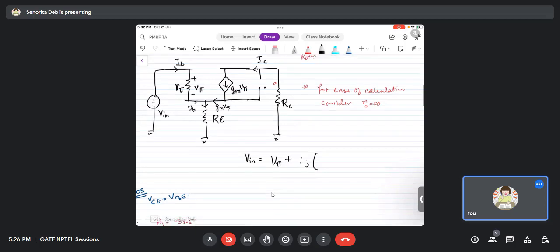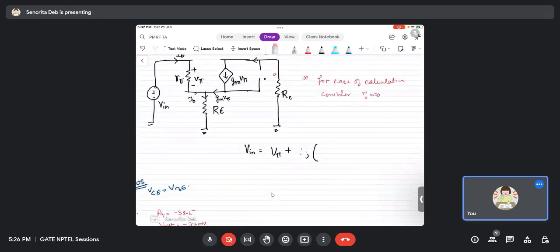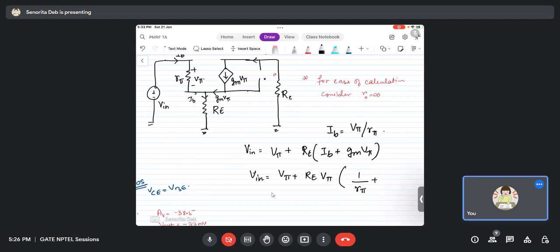RE into IB plus GM V pi. Is this clear? Now IB is nothing but V pi by R pi. Therefore V in is equal to V pi plus RE into V pi, I am taking V pi common, 1 by R pi plus GM. Clear?